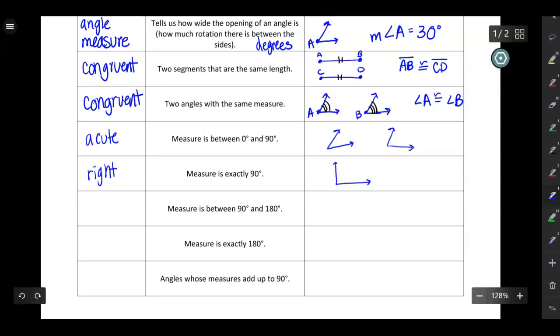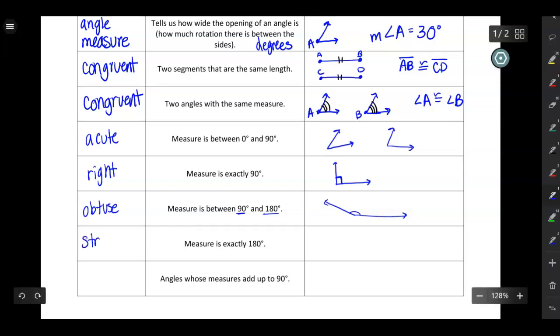And we often denote our right angles with this little square. If you see a square in an angle, then it means it's a right angle and it measures exactly 90 degrees. An obtuse angle measures between 90 degrees and 180 degrees. So remember, 90 degrees is like your right angle, and then 180 degrees would be a straight line. So an obtuse angle just means that it's kind of like a wide angle.